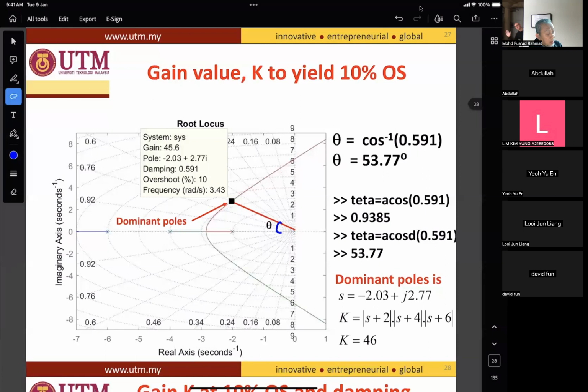And then this straight line will intersect with the root locus. So this is the root locus line, and this is the zeta line. And the angle theta represents the zeta value. And the length from 0 to omega n.